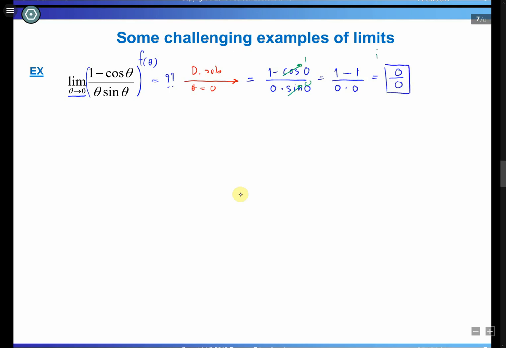This one is indeterminate, so we can't tell anything about this. No conclusion. So we have to try other ways. Try something else. Factorization maybe, but I see something here. I see a pattern of a minus b, 1 minus cosine. What about I try conjugation? From my guess, I'm going to try conjugation.